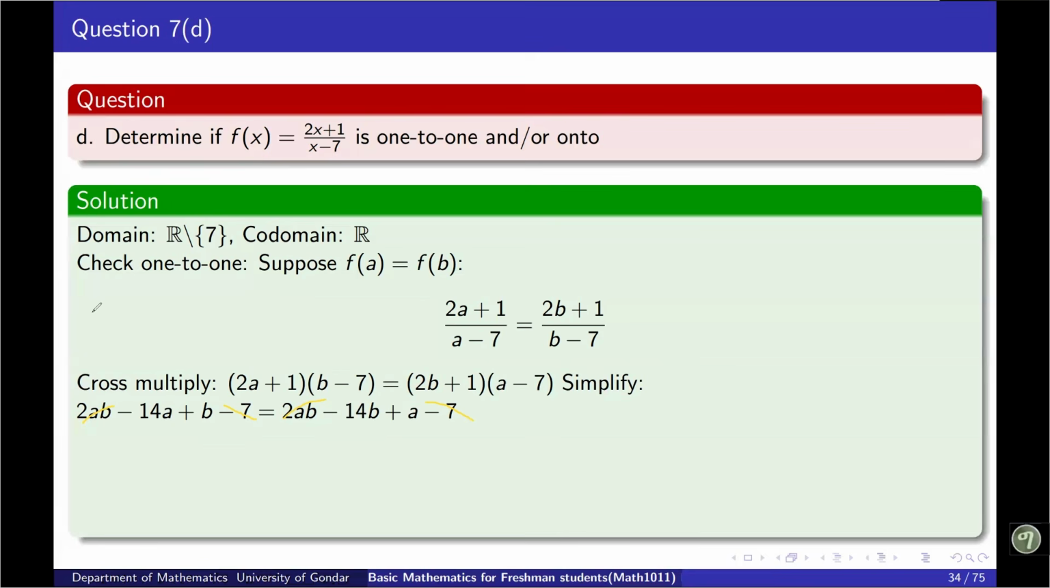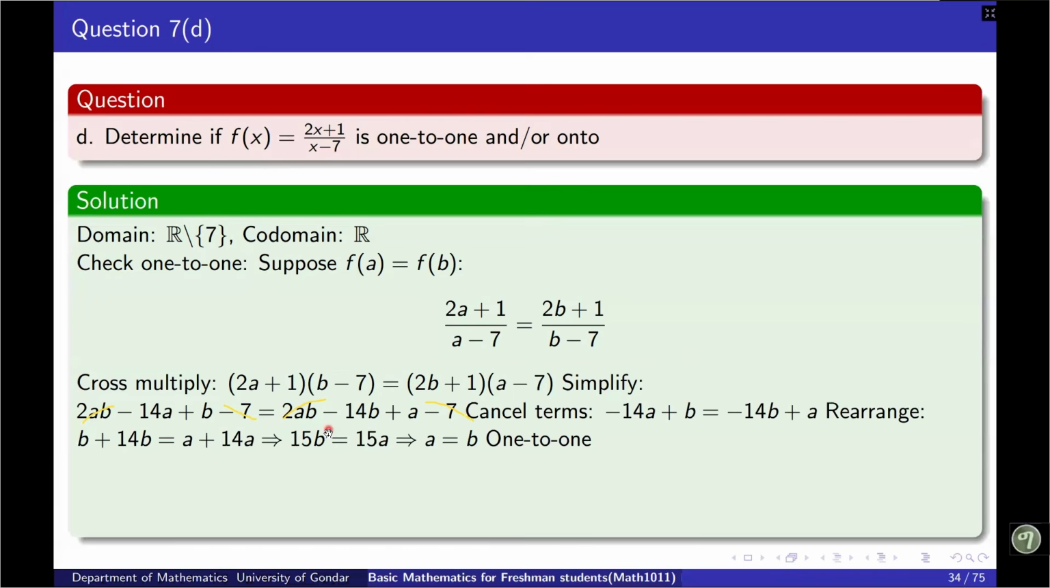So when we have this one, that means cancellation. We are given minus 14a plus b is equal to minus 14b plus a. Rearranging these terms, we have b plus 14b is equal to a plus 14a. That means taking this one to the right side and bringing this one to the left gives this, and this implies 15b is equal to 15a. Dividing both sides by 15, we have a is equal to b, so the function is a one-to-one function.